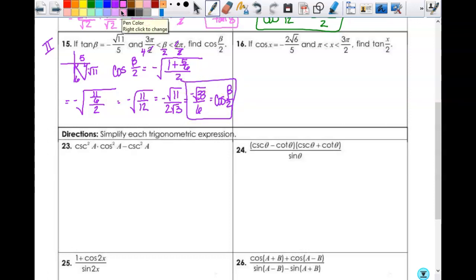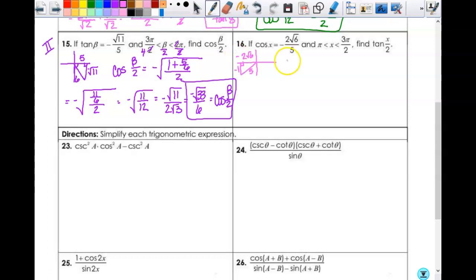All right, so I have cosine, X is between pi and 3 pi halves. That puts me in the third quadrant. So I'm going to need a little picture here. So in the third quadrant, here's this. Cosine is 2 square root of 6 over 5. Do Pythagorean theorem. That's negative. This will be negative 1.